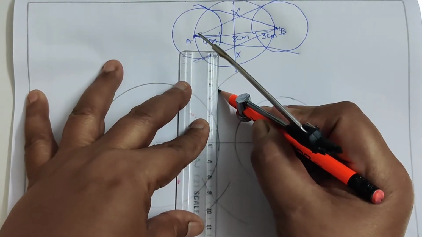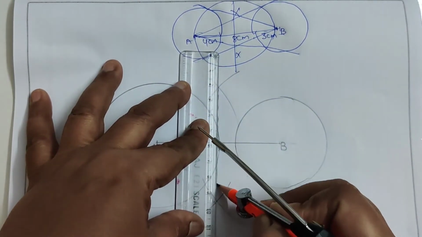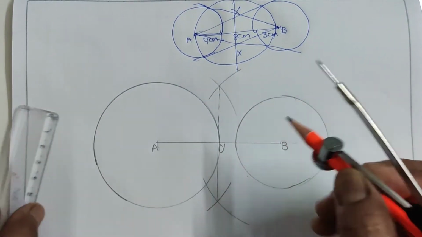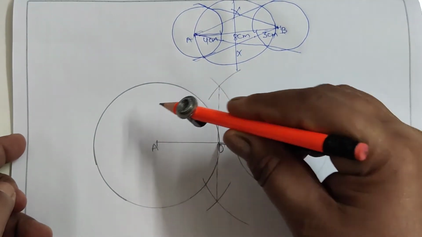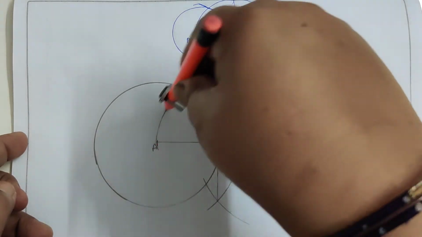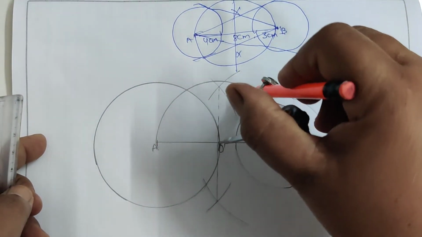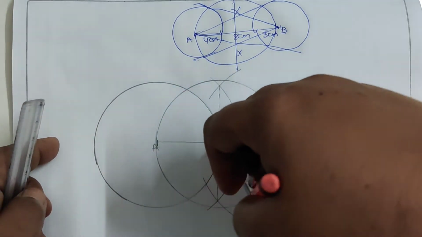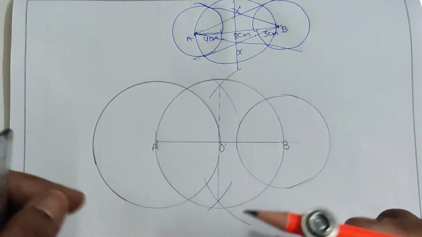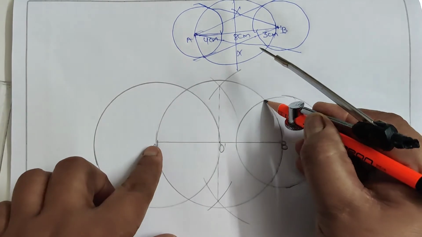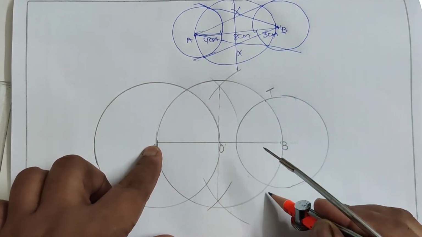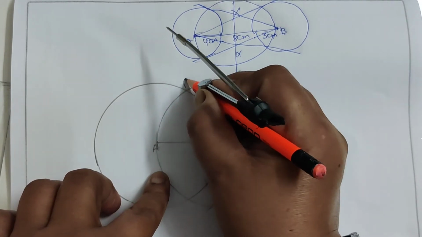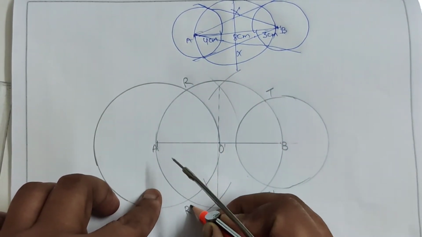Make a perpendicular bisector. Okay, this is a new center O dash, and taking this new center, draw a circle which touches both the circles at different points. This point is A, and these points are T and T dash, and R and R dash.